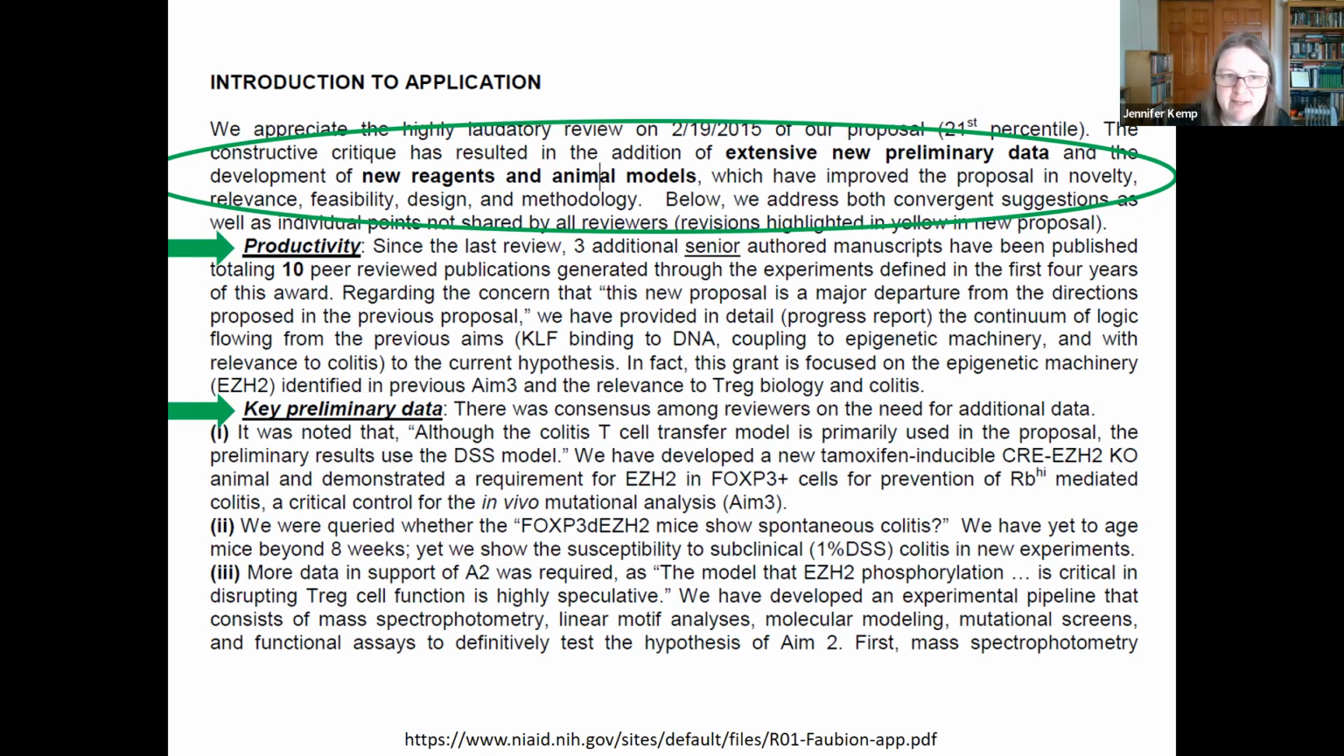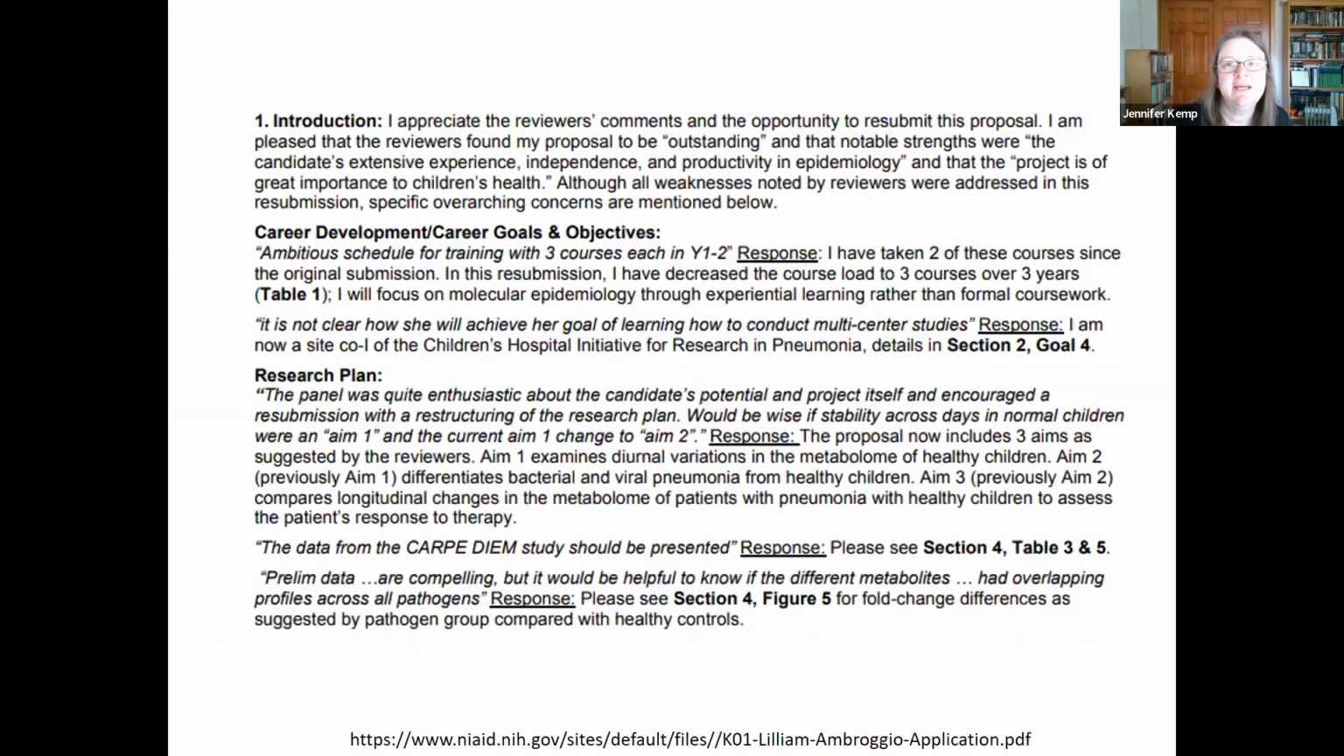I also like how they organize their first set of bullets. So productivity and key preliminary data. This is just simple, gets right to the point, tells you exactly what you're getting. They didn't reiterate the reviewer's comment about productivity for 3 lines and waste a bunch of space. So that's nice.